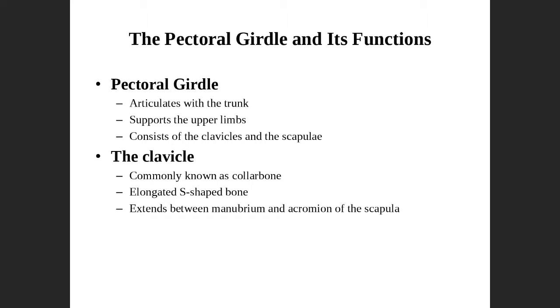So for the appendicular skeleton, for the upper extremities, we are going to discuss what we call the pectoral girdle. And the pectoral girdle is basically your collarbone, which is the clavicle, and your shoulder blade, which is the scapula. So I'm no longer going to refer to your shoulder blade as the shoulder blade. I'm going to refer to it as the scapula. Same thing with the collarbone. I'm going to refer to the collarbone as the clavicle.